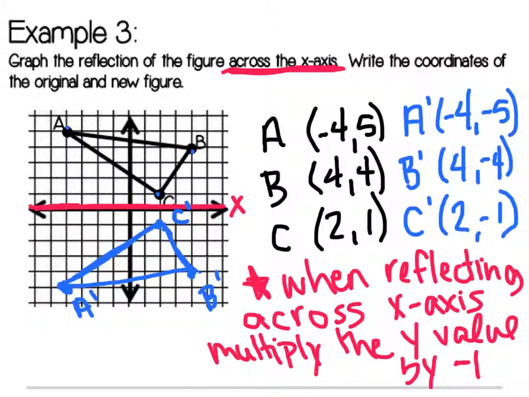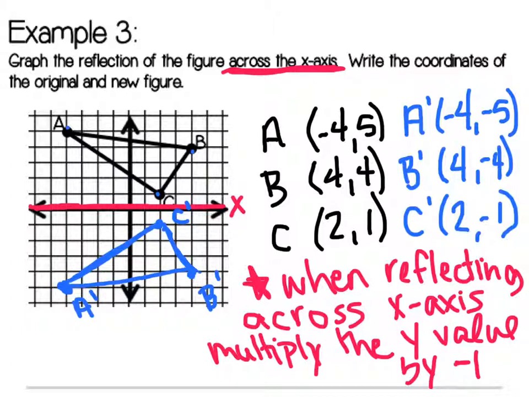If we look at this, we had 5. Our 5 changed to -5. Then we had 4 for our y value in point B. It changed to -4. Then we had 1. It changed to -1. So the sign of the y value changes when we reflect across the x-axis.